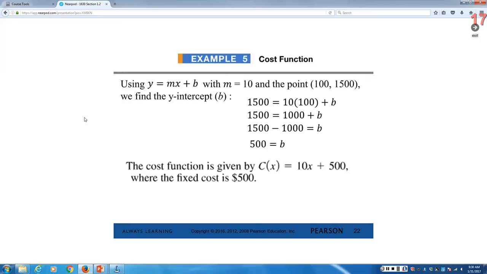Your slope is 10. So your cost function is C of x equals 10x plus $500 for producing x batches of the prescription. Okay? It's very much like a problem that we did at the very beginning of the course. You know it's linear. You've got some information. You have to figure out how you use it. You've got a point, x, C of x, and you've got the marginal cost, which is your slope, so you simply need to find your y-intercept. Okay?